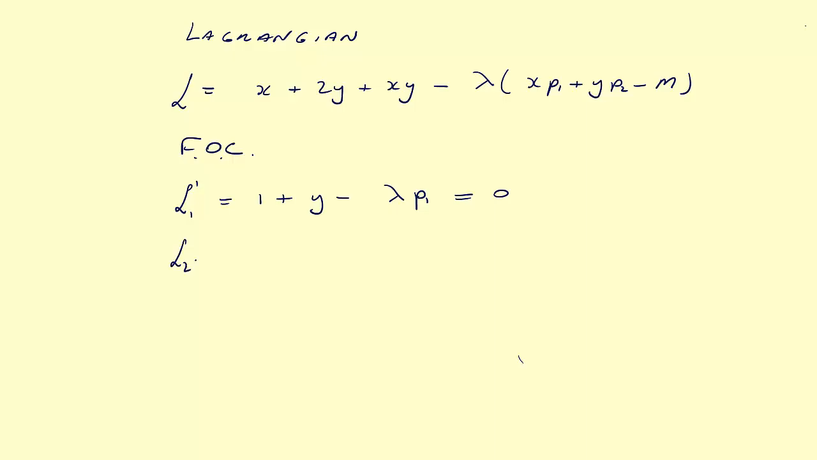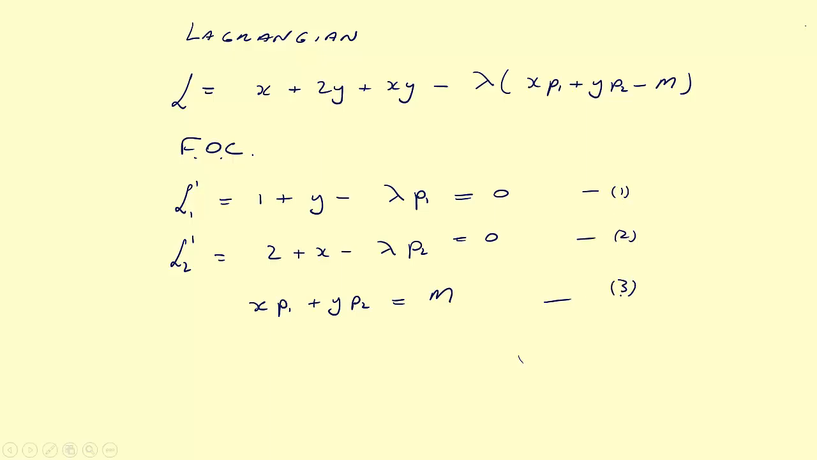The first derivative with respect to y then will be 2 plus x minus lambda p2 equals 0. Our third equation is the constraint, x p1 plus y p2 is equal to m. We can number these 1, 2, and 3.